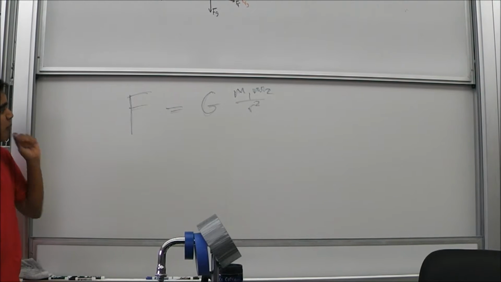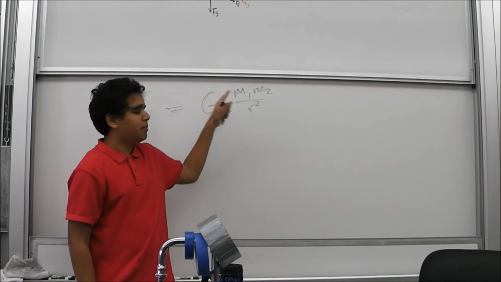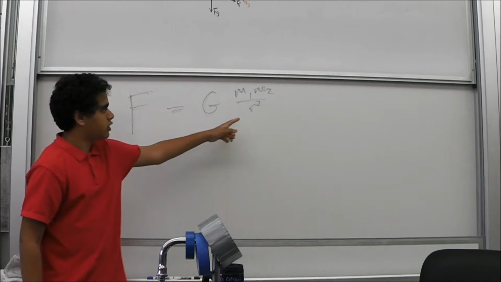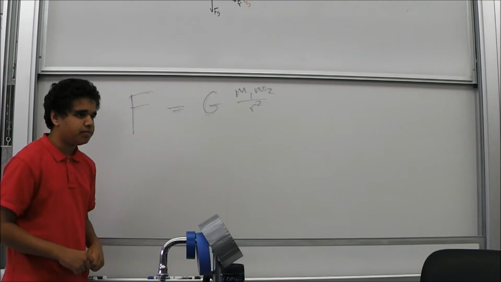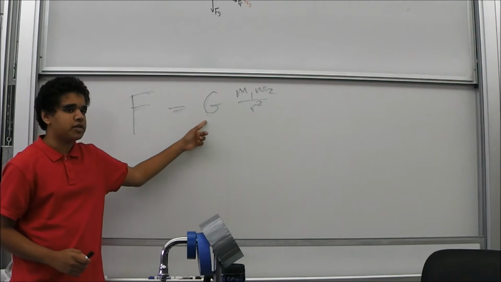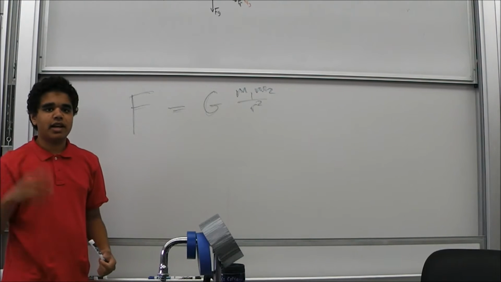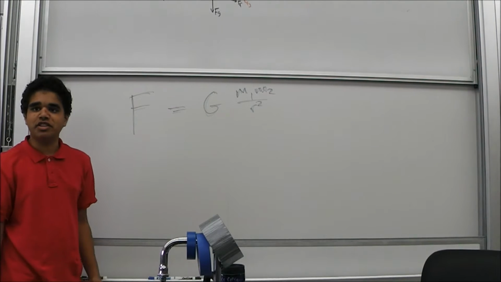It's basically what it says is that force is proportional to the masses of the two objects that are being attracted to each other by gravity, and inversely proportional to the distance. And the constant of proportionality is G. This is a very small constant, 6.67 times 10 to the negative 11, in case you're wondering, but that'll be provided on the equation sheet.